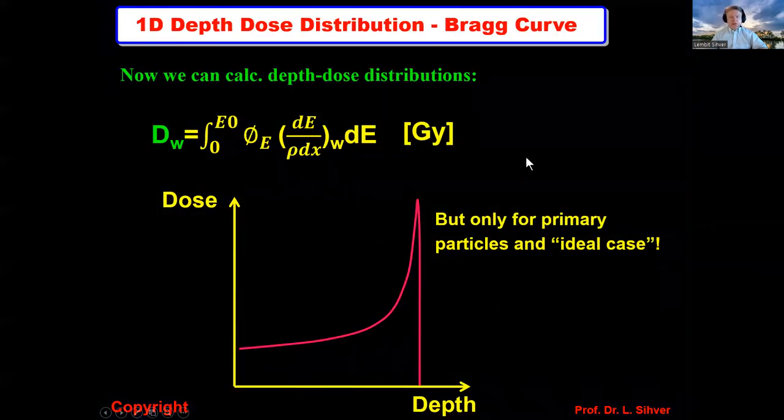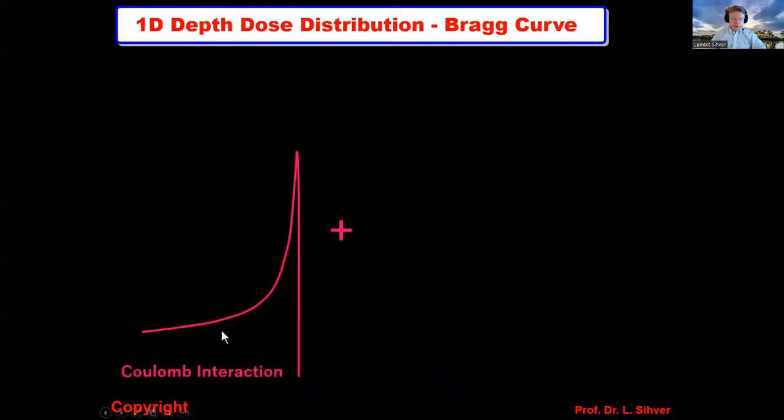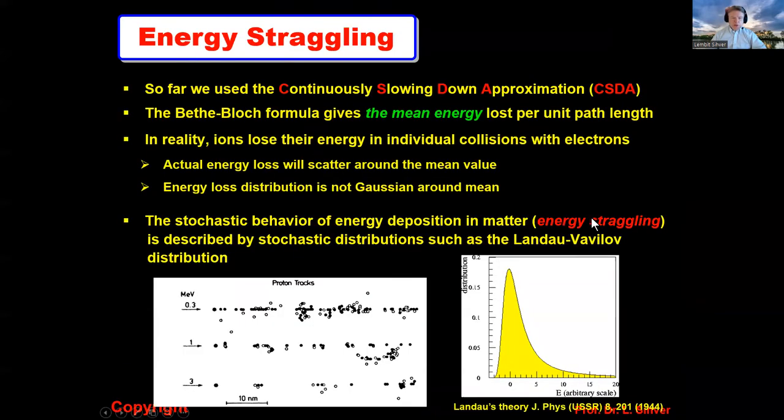dE/dx divided by density multiplied by fluence, dE, is the dose for charged particles. So now we can calculate the depth dose distributions, but only for the primary particles, an ideal case. We have the Coulomb interactions, we have the ideal case for the primary particles, but then we also have energy straggling. So far we used the continuous slowing down approximation, CSDA.